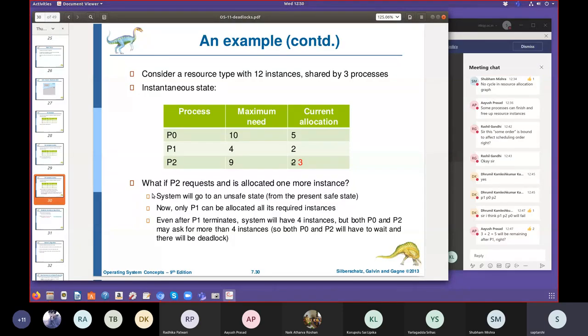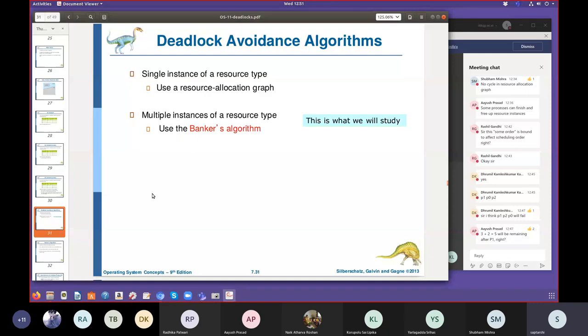Okay, so now the question is, what kind of an algorithm will help in deciding all these things? I think we have got the basic idea, but then what algorithm should be run? There are 2 variants of algorithms. One is using a resource allocation graph, but this is feasible only when there is a single instance of a resource type. However, when there are multiple instances of a resource type, there exists another algorithm for deadlock avoidance called Banker's algorithm. That's quite popular, and that is what we will study. Right?